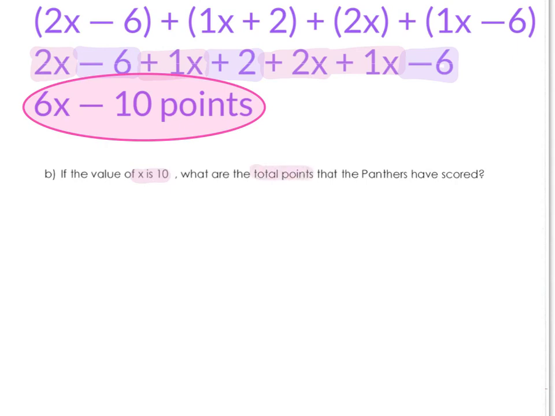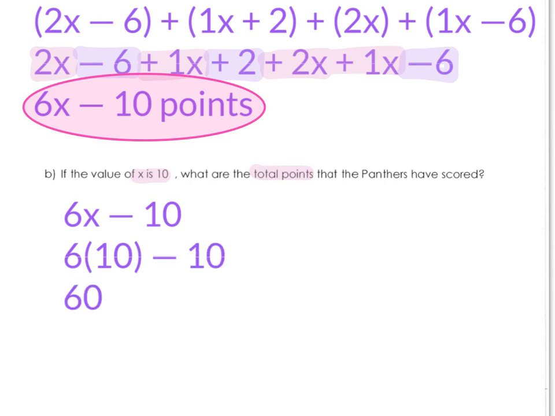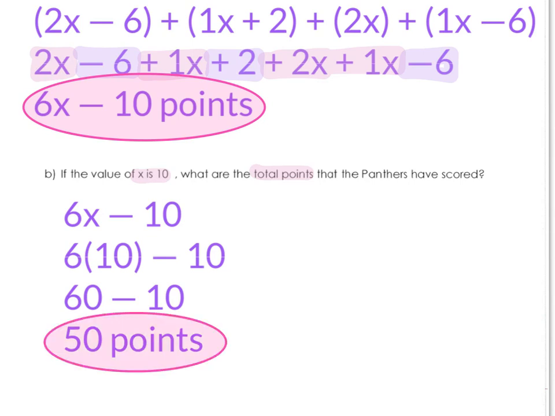Now it's not an unknown anymore. I'm going to bring my answer from the previous down. So I had 6x minus 10. Only now I don't need the x anymore because I know what x is. X is 10. X equals 10. So 6 times 10 minus 10. And then I can put that in my calculator, or we could do step by step. 6 times 10 is 60. Minus 10 ends up giving me 50. So the answer is 50 points.